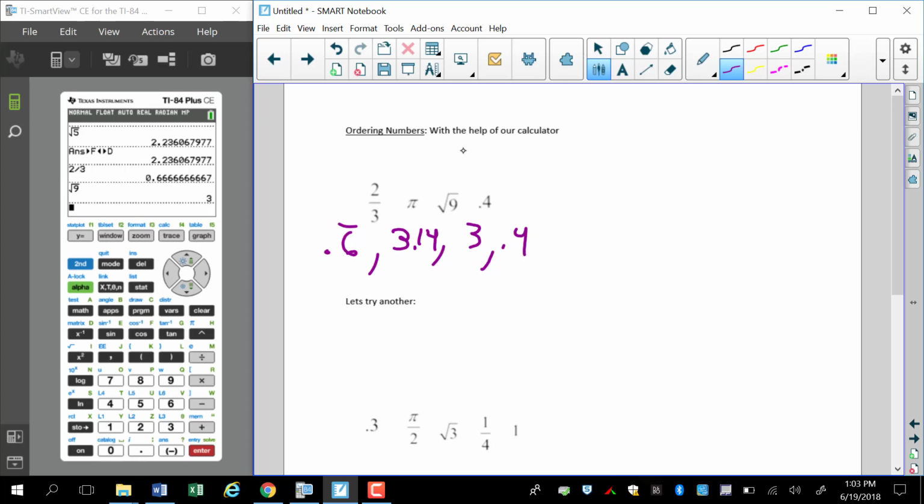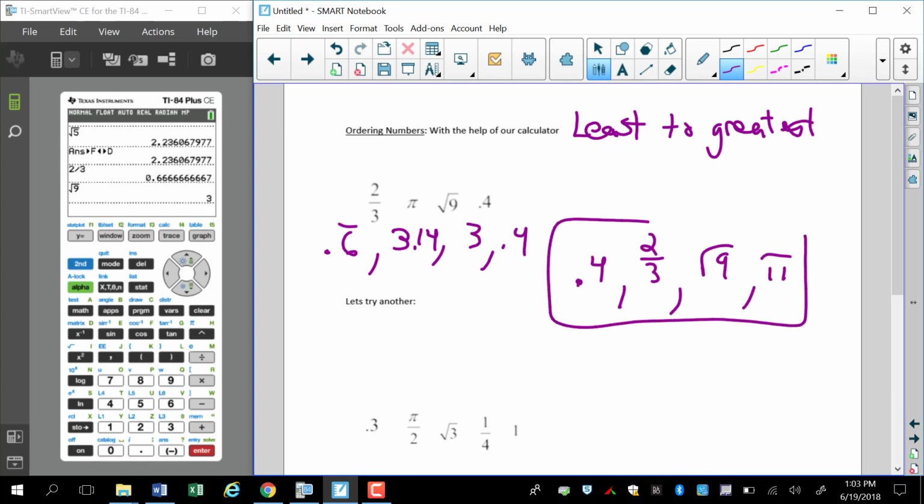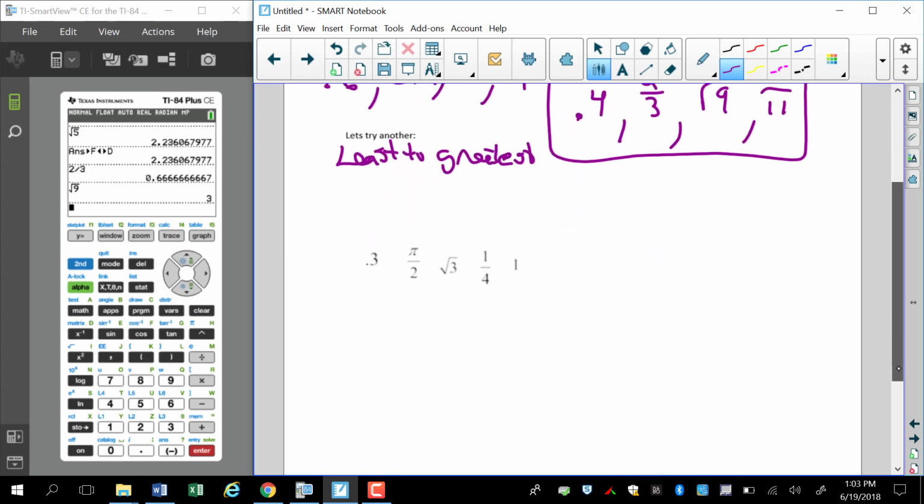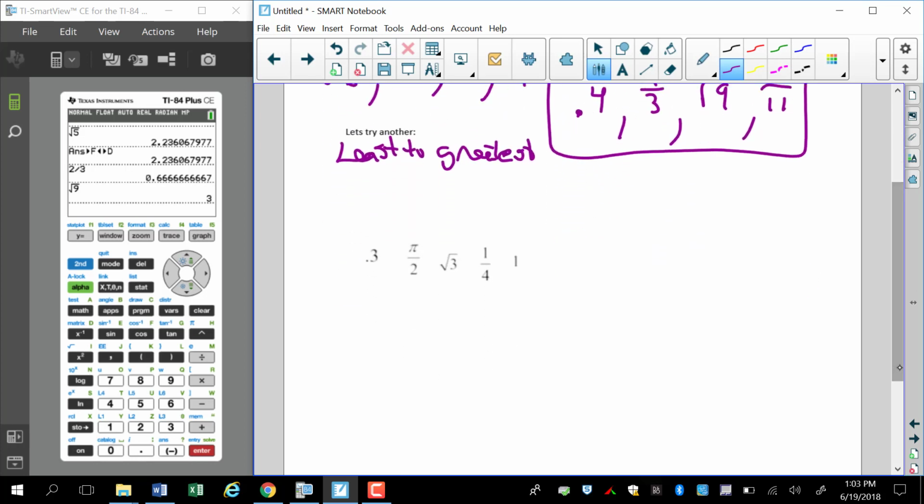So if we want to order these, and let's say from least to greatest, it will be 0.4, 2/3, which is 0.6 repeating, then square root of 9, and then pi. So take a minute and let's try another one, least to greatest. So again, we'll go least to greatest. We have these 5 numbers here. Pause the video, see if you can order these in least to greatest.